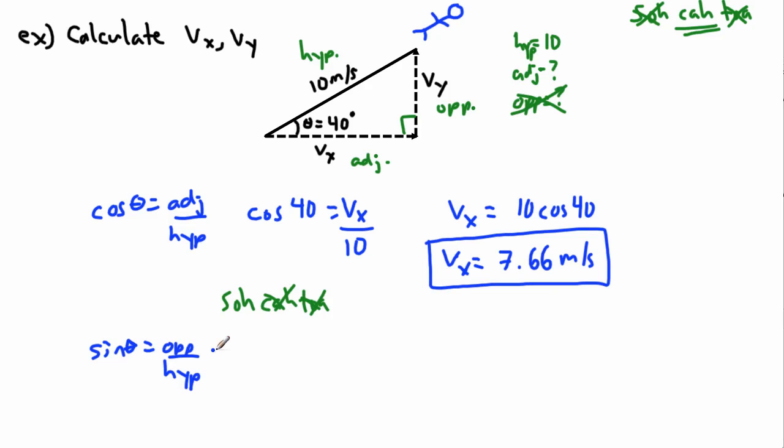Now I can start filling in the values. Theta is not just theta, it's 40 degrees. So sine of 40 degrees equals what's opposite, which is called Vy, all divided by the hypotenuse, which is 10. Then Vy is equal to, multiplying both sides by 10, 10 times sine of 40 degrees.